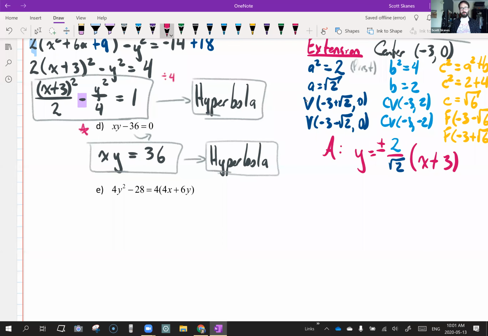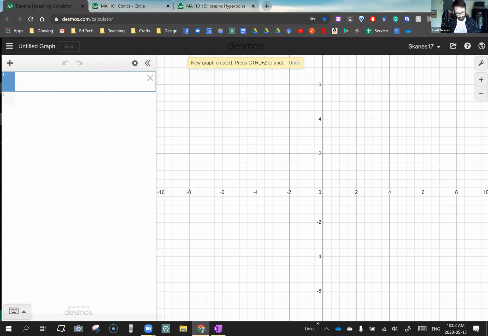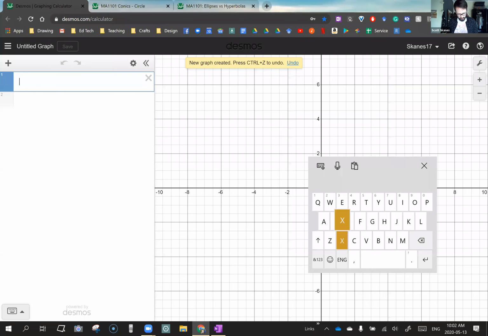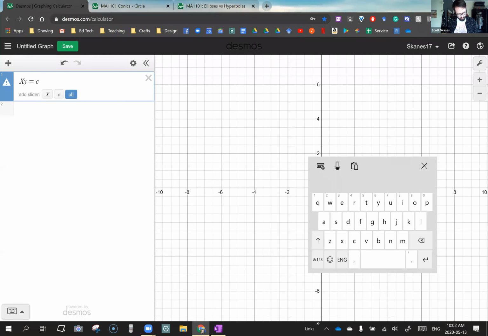And I mentioned that way back. I said that xy equals c is something you sometimes see. This is a case where we saw it, but it's kind of out of left field. If you're ever really, really not sure, you can always go xy equals c.